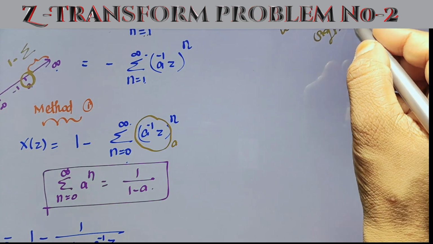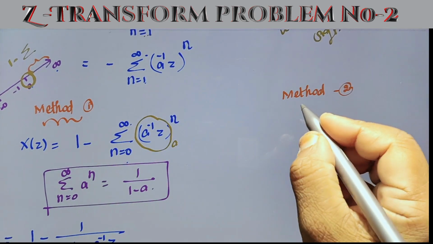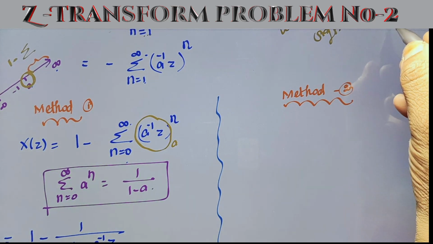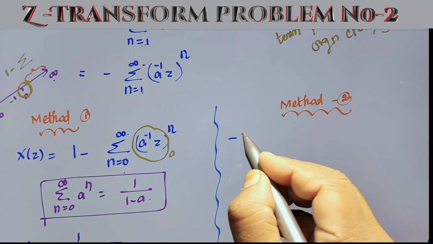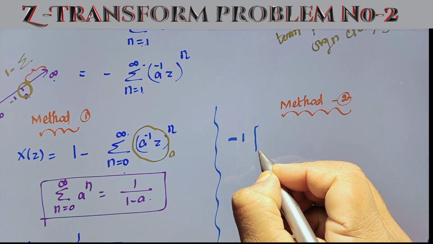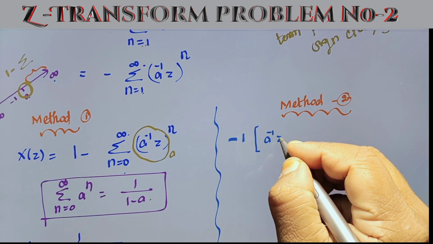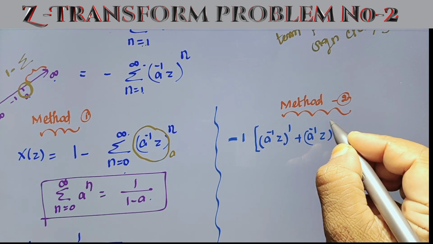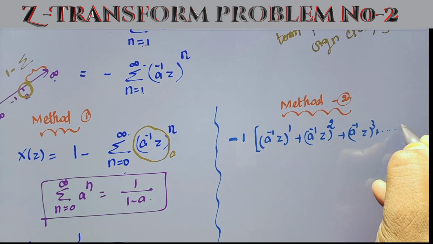So, for method 2. Minus sign, no. The same step, minus is outside, minus 1. How to expand the summation term, okay? A inverse z the whole power 1 plus a inverse z the whole power 2 plus a inverse z the whole power 3. Likewise, you have to expand the term.